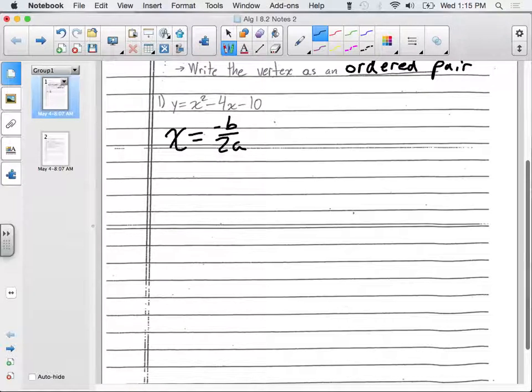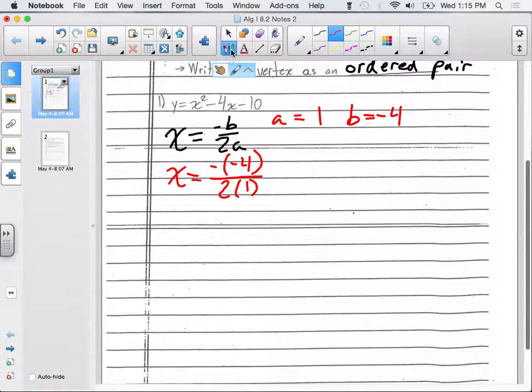So they have a b and a value in there, right? So we need to have those two. So we have a and b. What's a and b for this one right here? 1 and negative 4. All right, so we just substitute all our a and b in there. So we have negative, substitute negative 4 in for b. 2 and 1 goes on bottom.